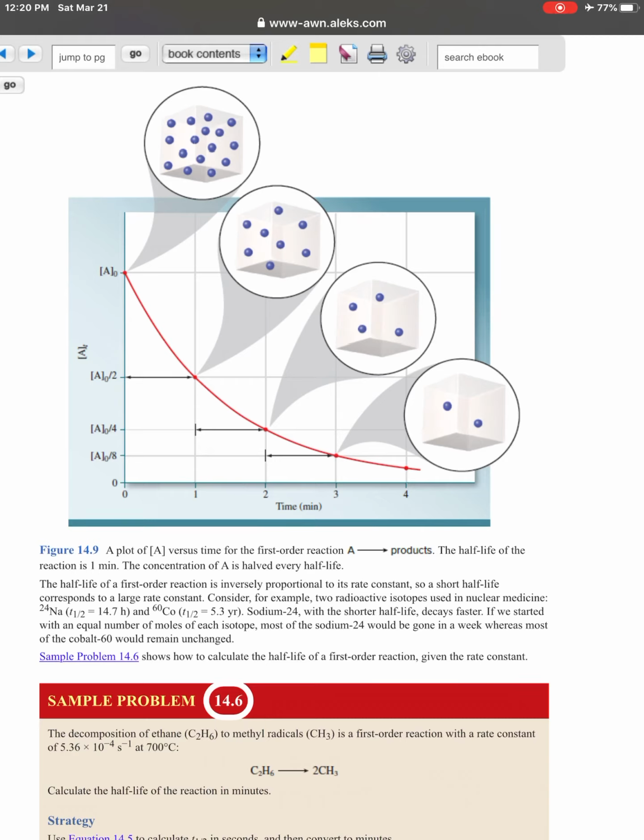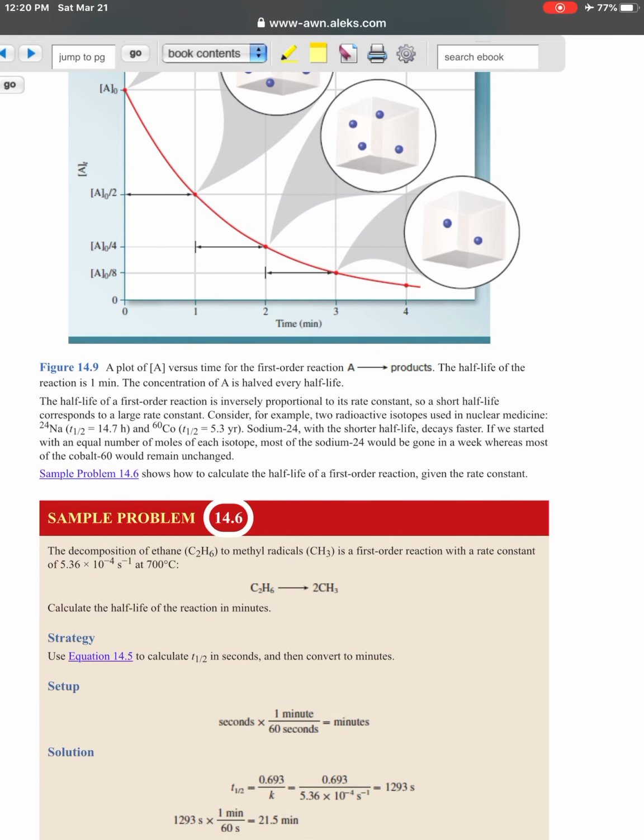The half-life of a first-order reaction is inversely proportional to its rate constant, so a short half-life corresponds to a large rate constant. Consider, for example, 2 radioactive isotopes used in nuclear medicine. Sodium-24, which has a half-life of 14.7 hours, and cobalt-60, which has a half-life of 5.3 hours. Notice the half-lives are in time units, but they could be different time units: minutes, seconds, hours, years. Sodium-24 with the shorter half-life decays faster.